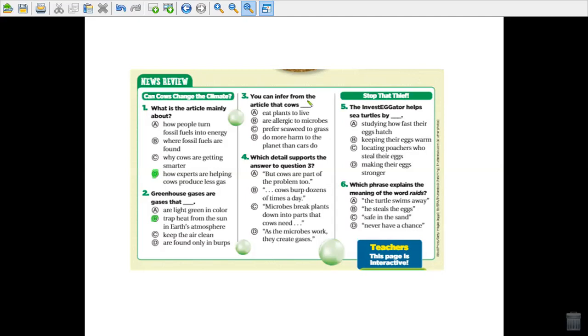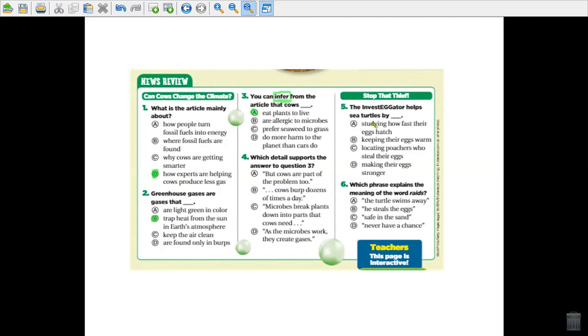Question 3, you can infer from the articles that cows, now infer is a big word. That means what can we conclude? What can we guess based off what we know in the article using our clues? Using our clues, what do we know about cows, or what can you infer about cows? The answer to number 3 is A. They eat plants to live. Cows eat plants to live.